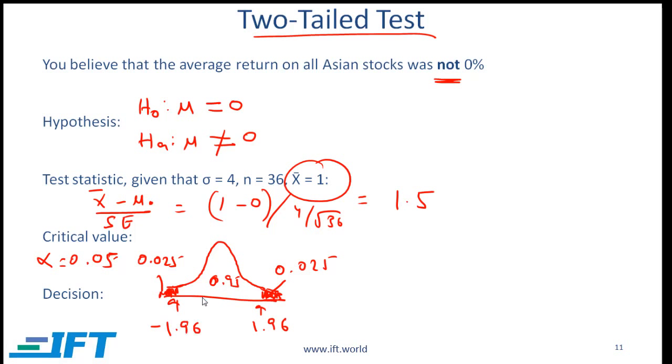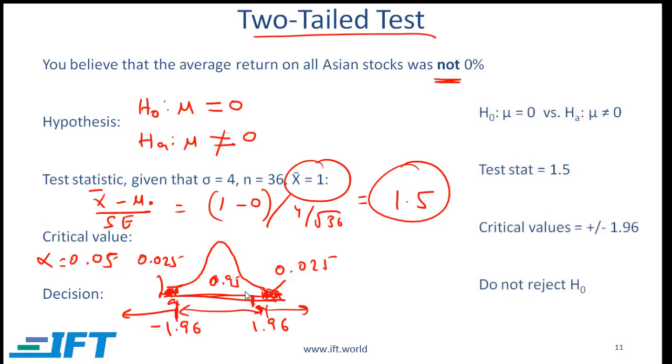With a two-tailed test, this region in between is where you fail to reject the null hypothesis, and the region to the right of plus 1.96 is where you reject the null hypothesis, and also the region to the left of minus 1.96 is where you reject the null hypothesis. If we look at our test statistic, it is 1.5, that is somewhere over here. And since this is in the in-between region, that is where we fail to reject the null hypothesis. So our decision is that we do not reject the null hypothesis.